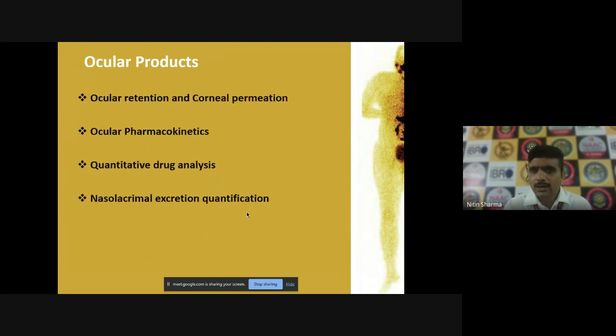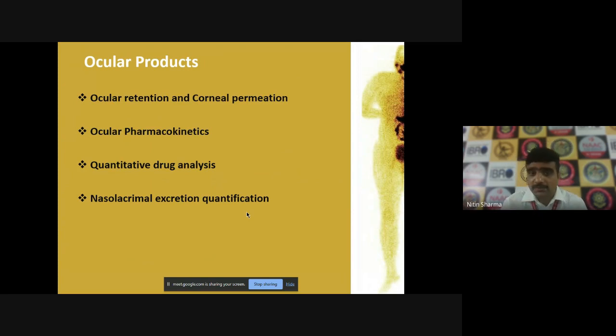Overall, any kind of product performance we can determine. If you are preparing ophthalmic products, nasolacrimal drainage is the clearance mechanism. Whatever strategy you include to overcome this route, whether it is actually working, the residence time of the ophthalmic product we can determine with this technique. And even if you are preparing a nasal product, mucociliary clearance is again the clearance mechanism. Whatever strategy you are using, whether it is workable, we can determine with the help of gamma scintigraphy.